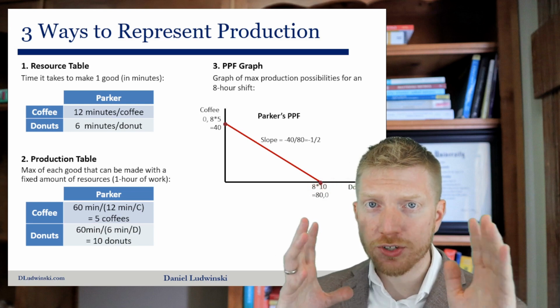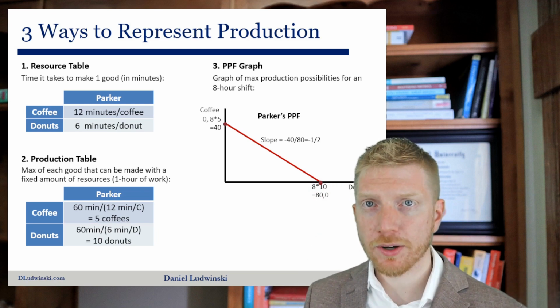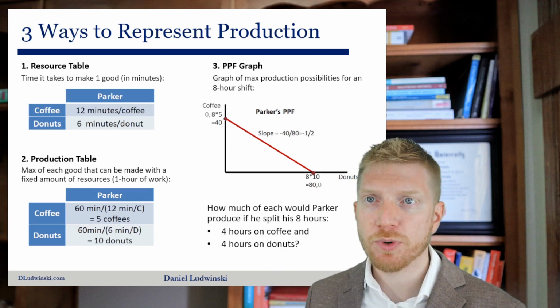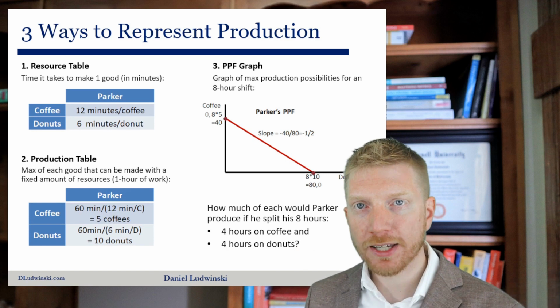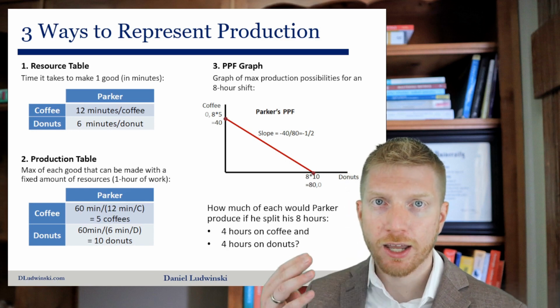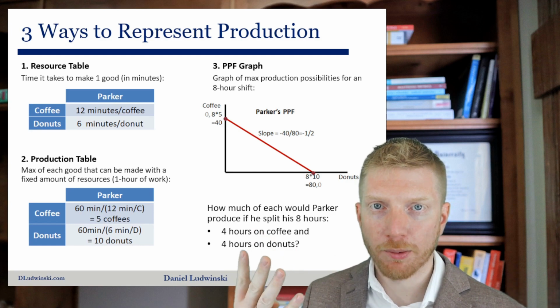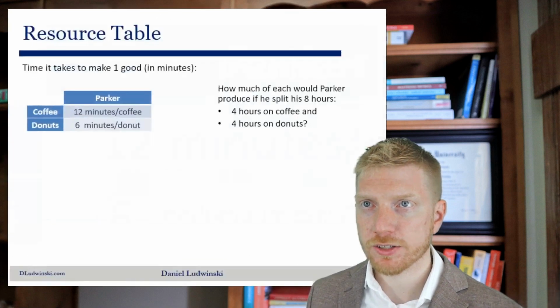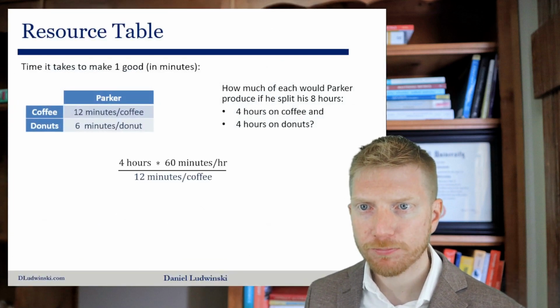Now what I want to do is use these 3 ways to talk about a question. How much of each would Parker produce if he split his 8 hours? If he spent 4 hours working on coffee and 4 hours working on making donuts? Right? All right, let's look at the resource table here.